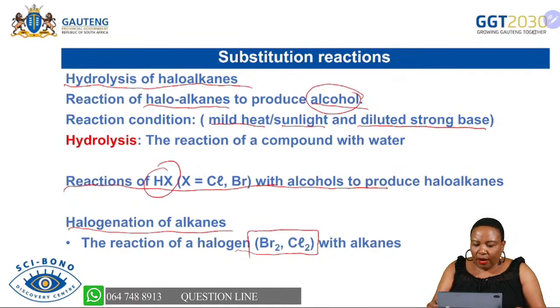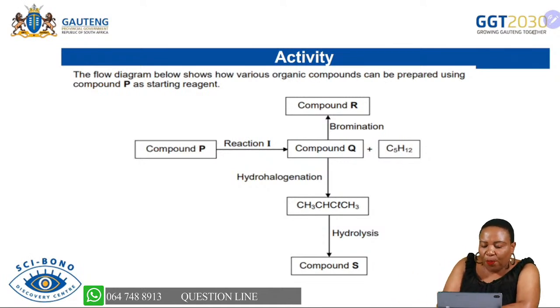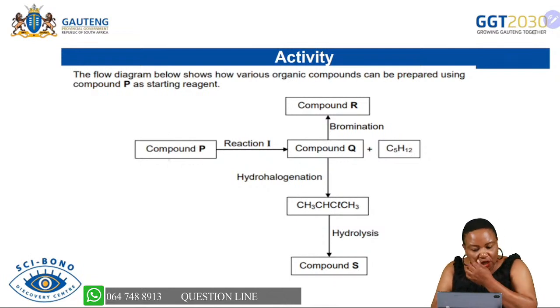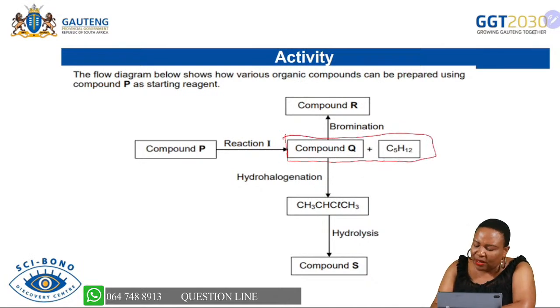Now, let's look at this diagram. The flow diagram below shows various organic compounds that can be prepared using compound P. We don't know what compound P is, whether it's saturated or unsaturated. And then we have compound Q. When you look at reaction 1, you can see that there are two products formed. One of them is an alkane, because it's C5H, it's an alkane. And compound Q, I wonder what it is.